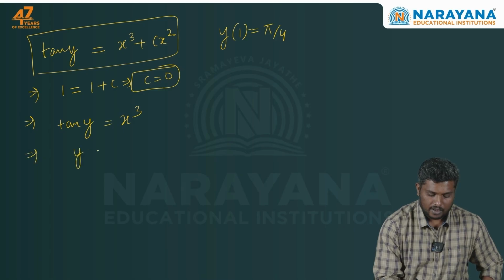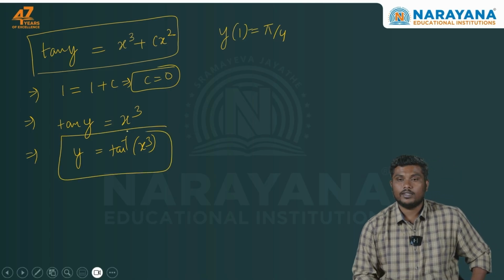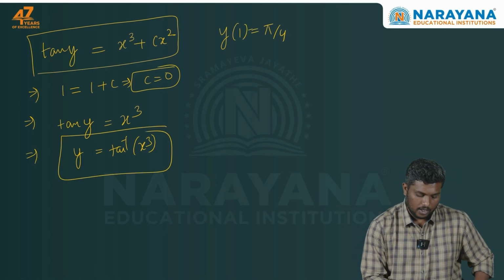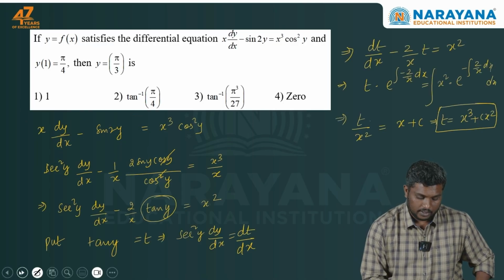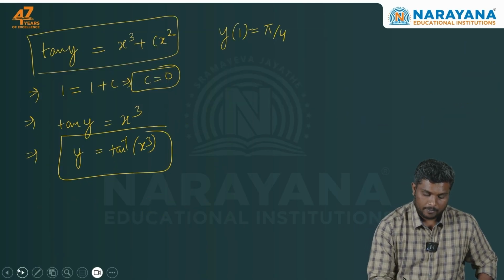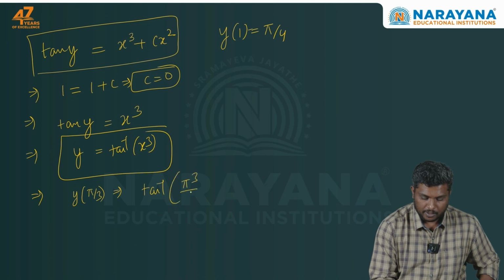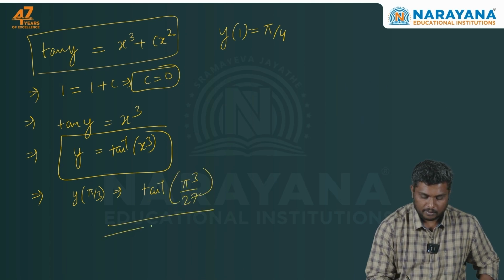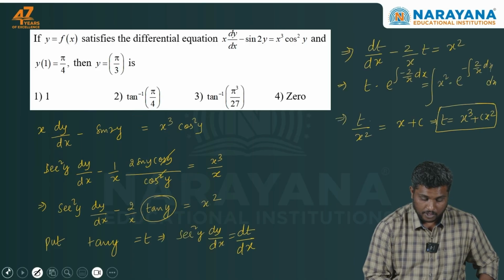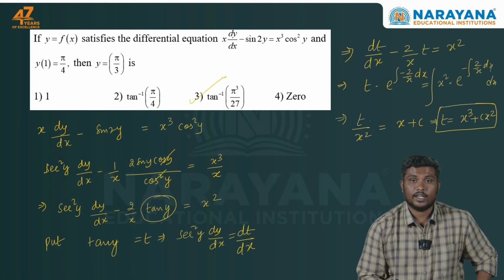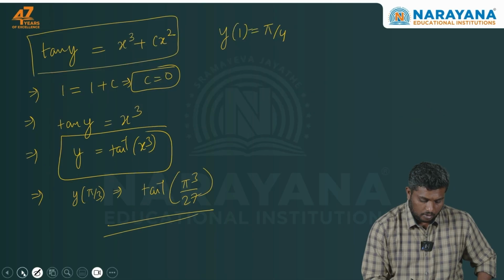So what is y? Tan inverse x cube. So we got the function finally. y is equal to tan inverse x cube, and we are asked to find what is y of pi by 3. y of pi by 3 is equal to tan inverse of pi cube by 27. So pi cube by 27 it is. So we can move on to the next question.